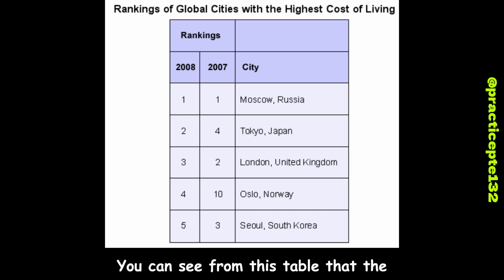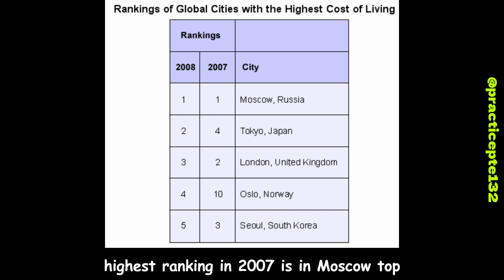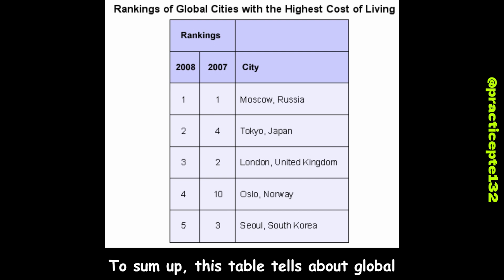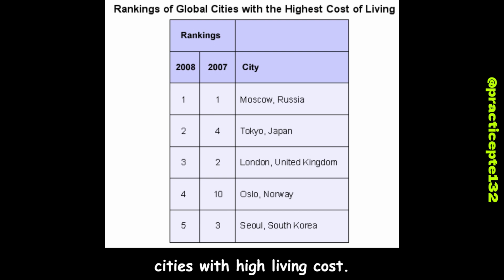You can see from this table that the highest ranking in 2007 is in Moscow, top 1. Finally, the lowest ranking in 2008 is in Seoul, just 10. To sum up, this table tells about global cities with high living cost.